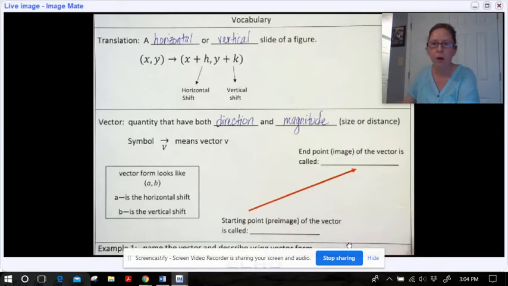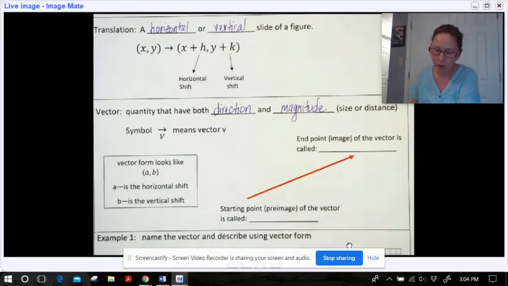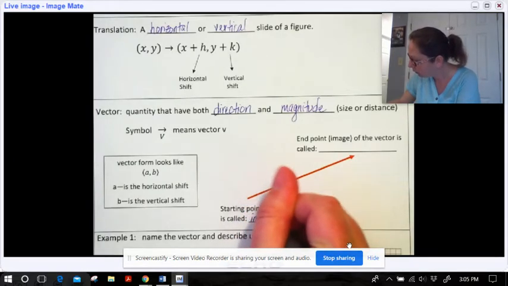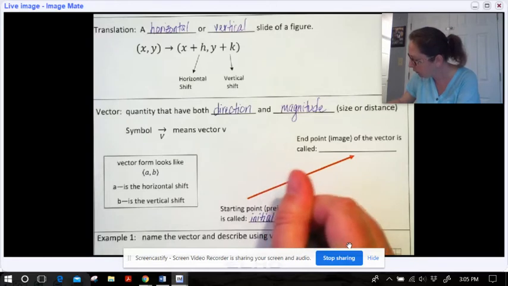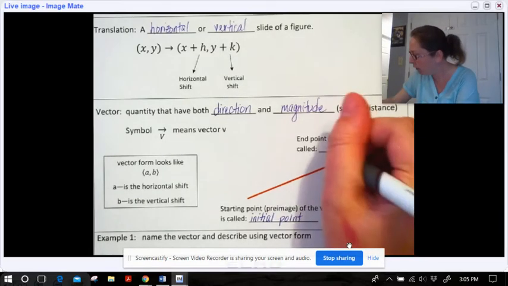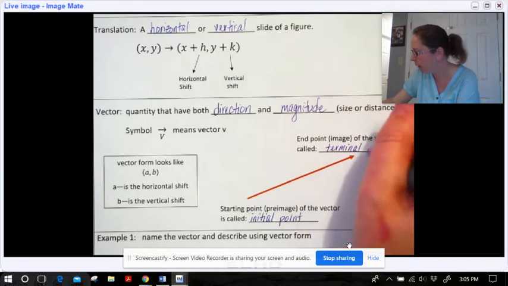The starting point of the direction is called the initial point, or the pre-image. The ending point is called the terminal point.